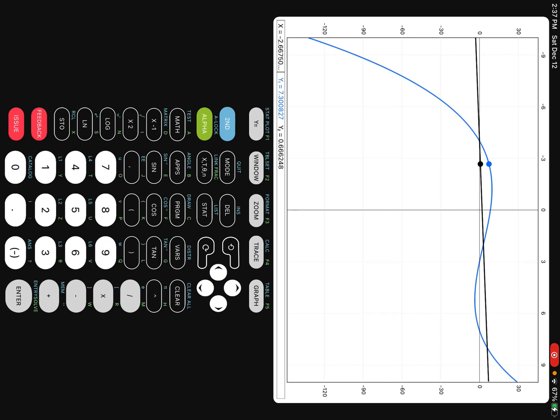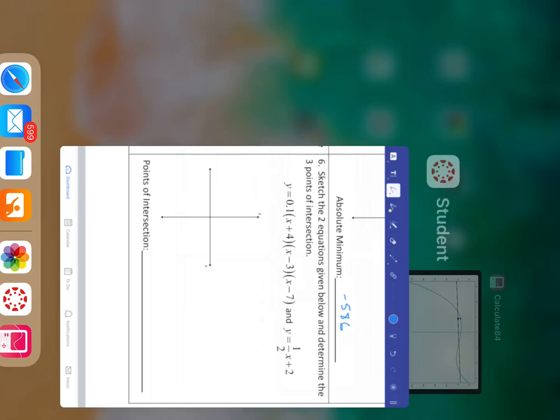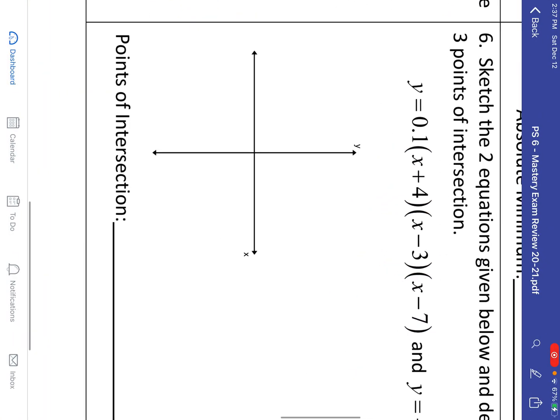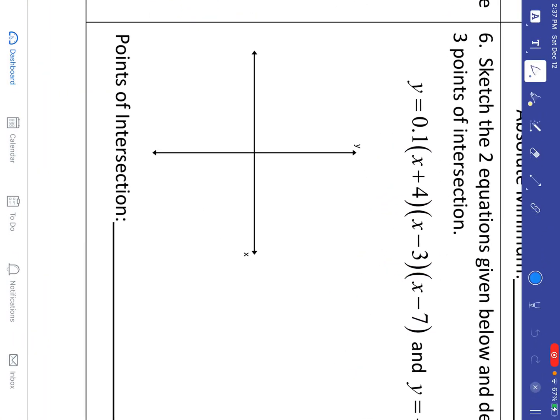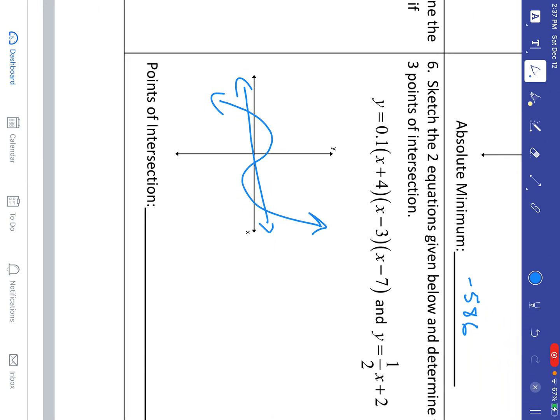All right, you'll notice in this case something strange happens. There are 3 intersection points, where that blue graph crosses that black line. So we're going to find all 3. But before we do that, we're going to go back to our review sheet and sketch these graphs. So we have a line that goes like this, a line that goes like this. So we're going to find all 3 points of intersection.